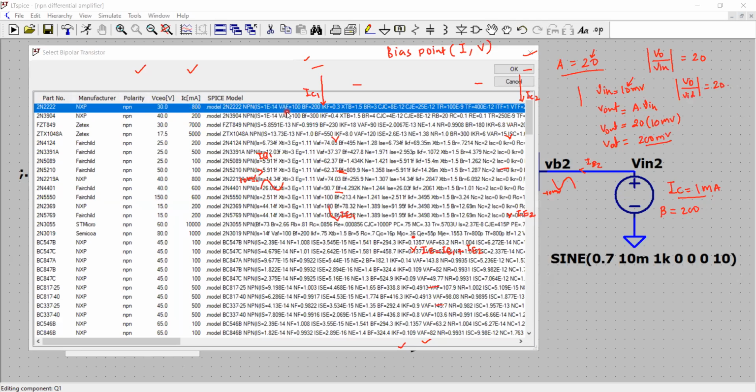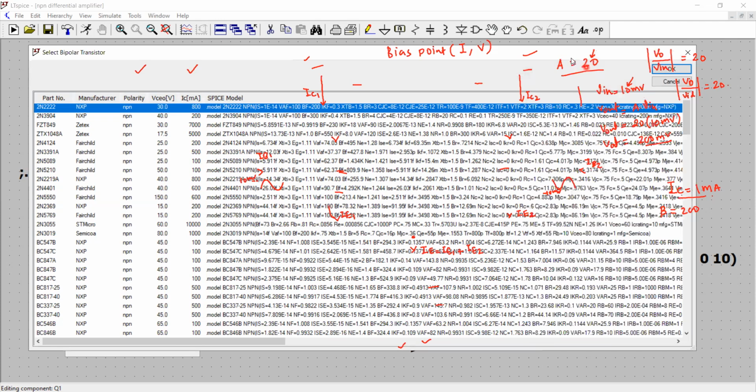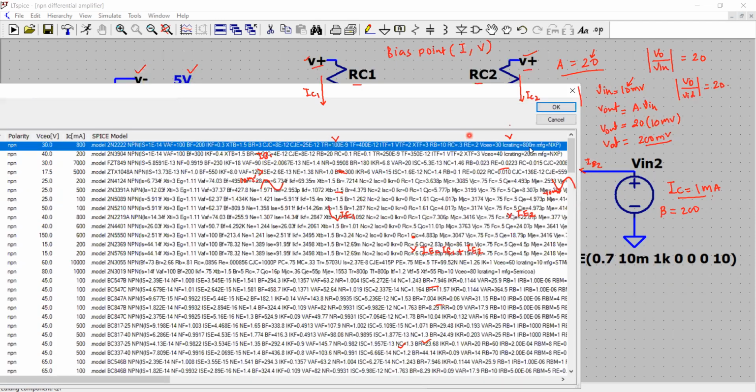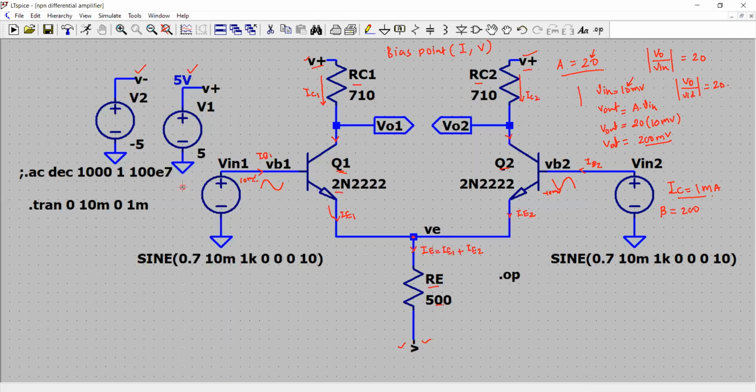Then VAF, I think that's the Early voltage or something like that, but we don't want to get into details of that. We are interested in this beta factor, which is 200. Okay, and the turn on voltage and other factors are also given for this transistor. So we are just using the beta value here. You can go for the other things here. Click OK. So now we have this beta that is equal to 200.